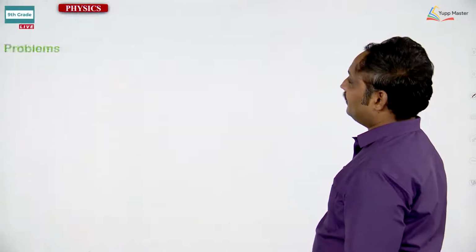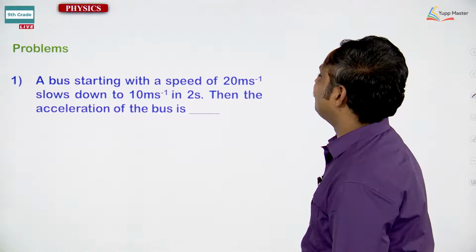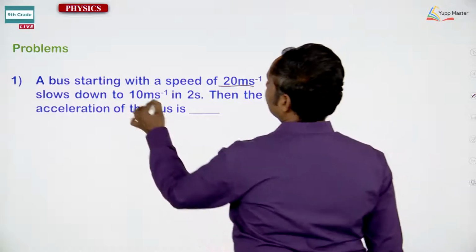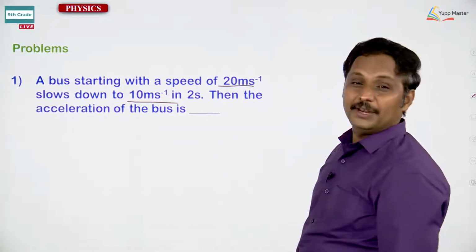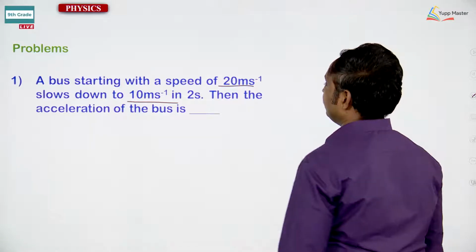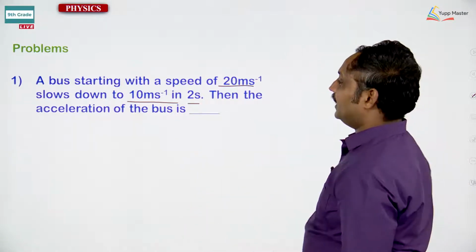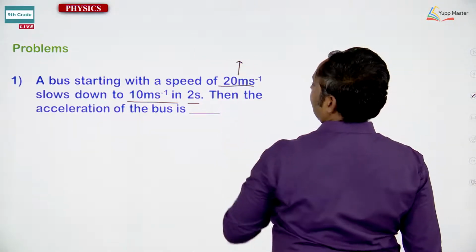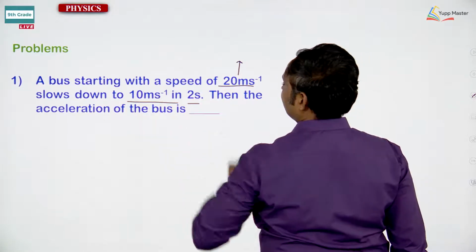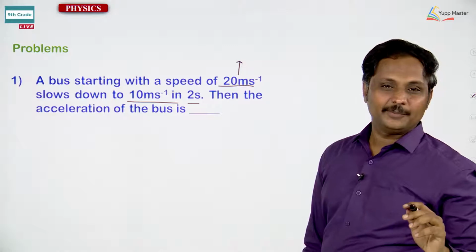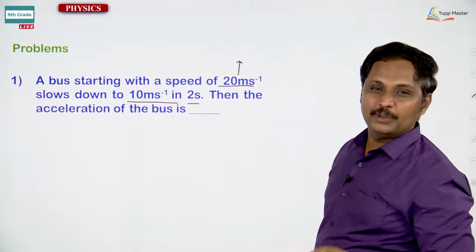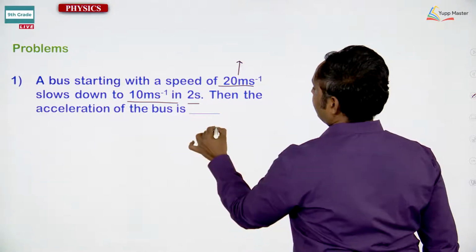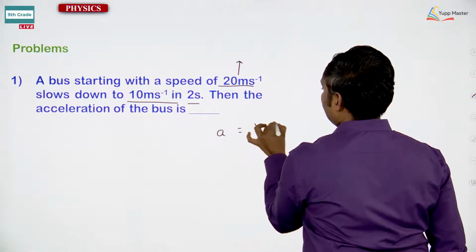See, basic problems are there. A bus starts with a speed of 20 meter per second and slows down to 10 meter per second in 2 seconds. Yes, this is the time. This is the initial speed, this is the final speed, they have given. Then the acceleration is going to be identified. You have to find out that a is equal to v minus u by t.